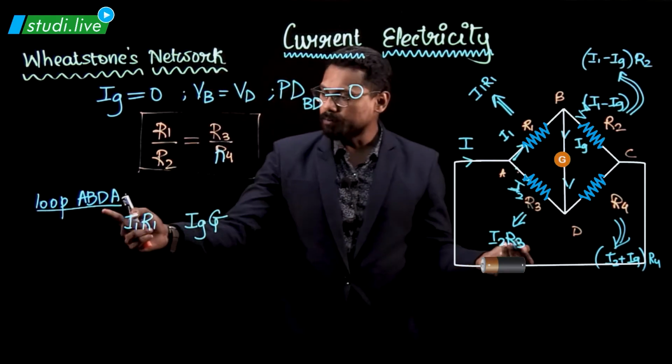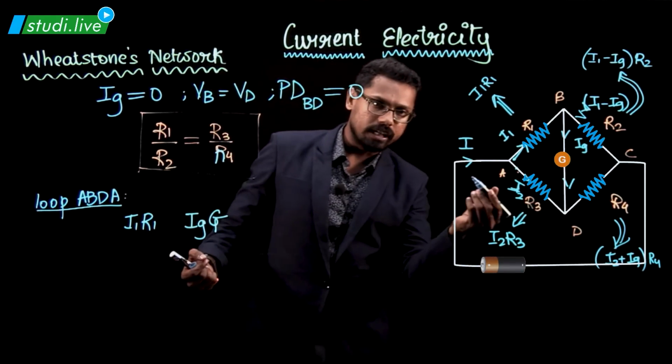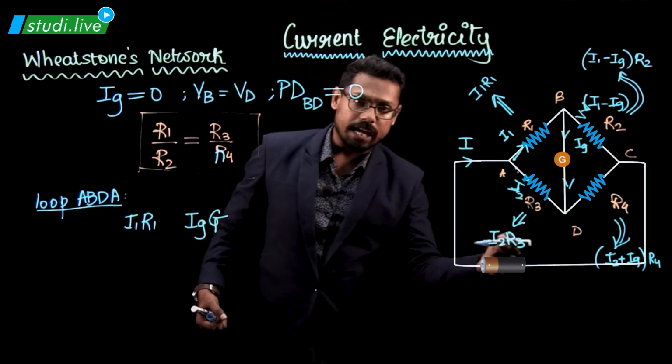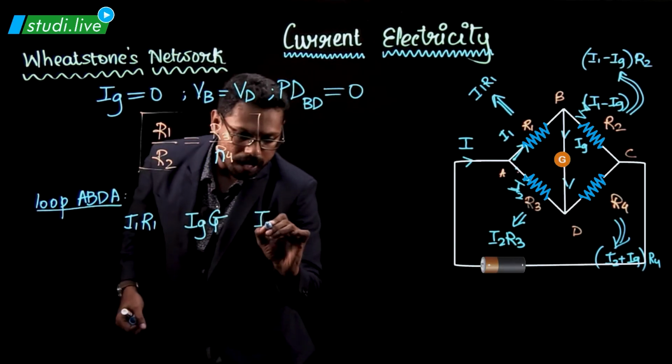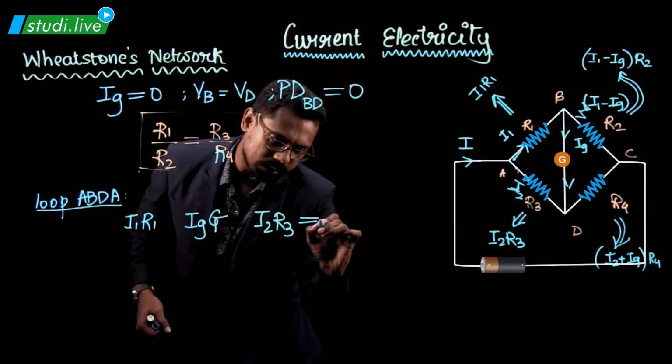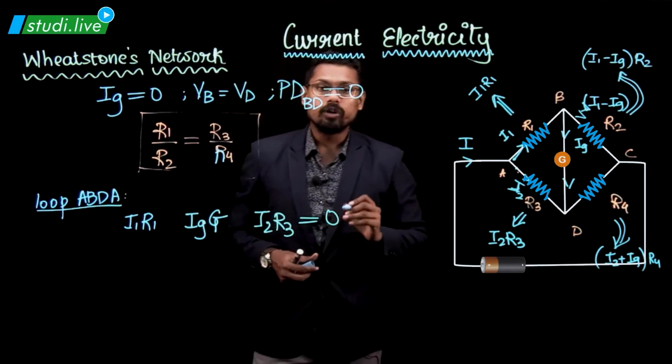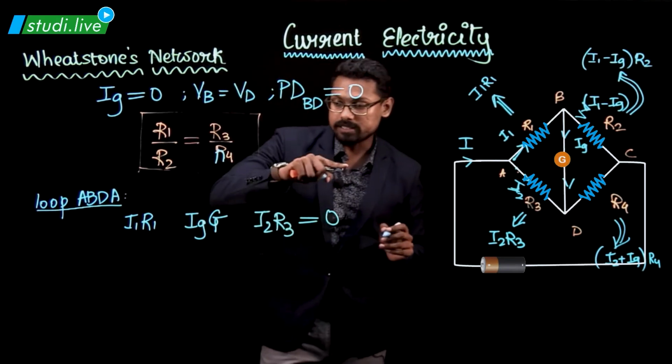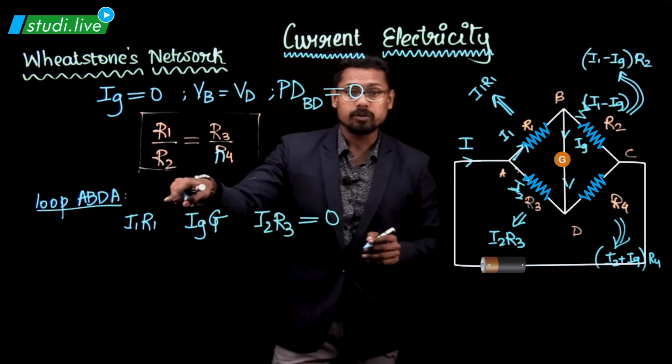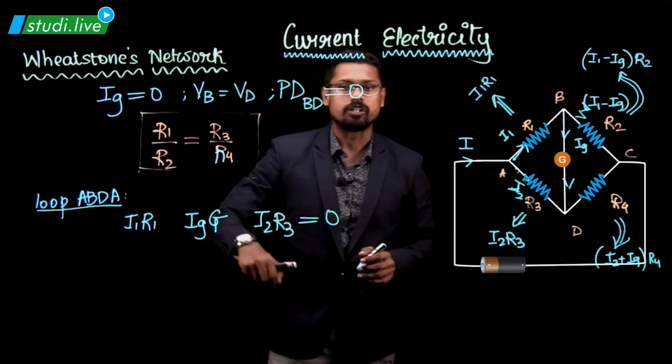Okay, let me walk from D to A in this direction. What is my potential difference? I to R3. Do I return back to A? Yes. Therefore, this entire thing is going to be equal to 0. What happens next? The next step is to assign signs, positive and negative, to all these potential differences.